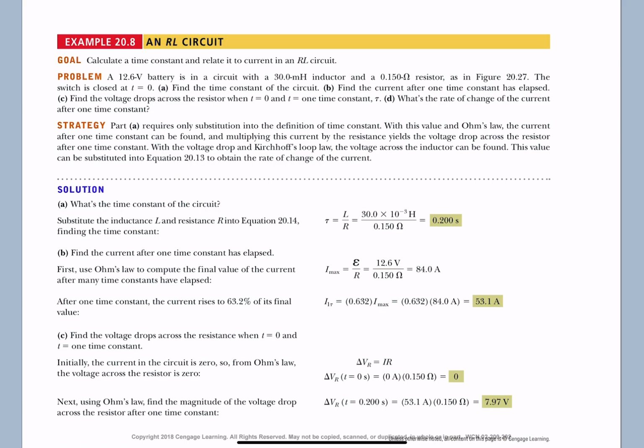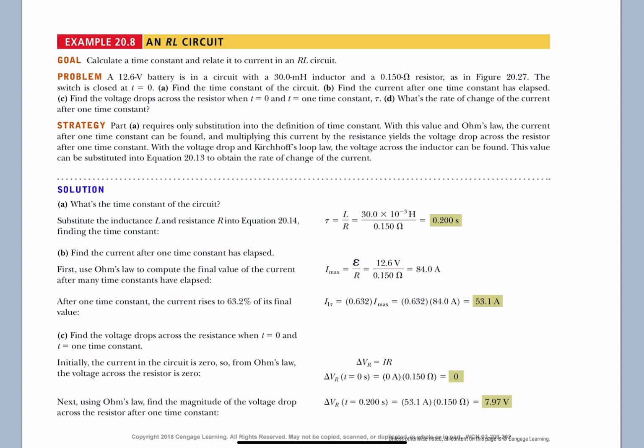0.2 of a second is how long it'll take for this inductor to affect the turning on of the current when you throw the switch, and how long it'll take to reach 63.2% of its steady state current. In letter B, find the current after one time constant. Here's where you take your voltage divided by the resistance to get your maximum theoretical possible current of 84 amps, and you multiply it by your 63.2% to get your actual current after one time constant, 1 tau.